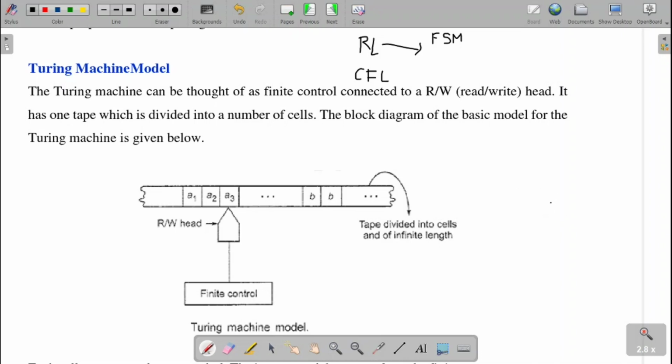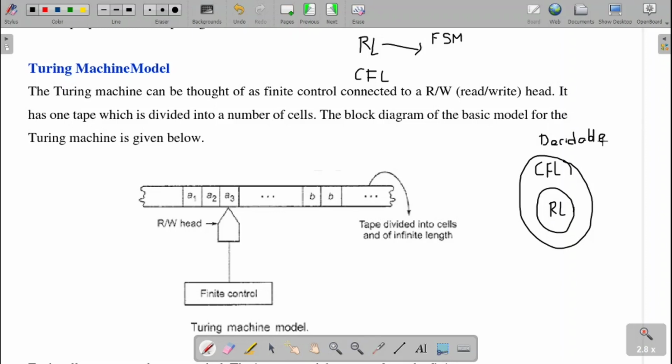So the innermost set will be our regular languages. On top of regular languages, we have our context-free languages. On top of context-free languages, we have our decidable languages. For the class of decidable languages, we are going to learn the Turing Machine model. The Turing Machine model is mainly built for the decidable languages.